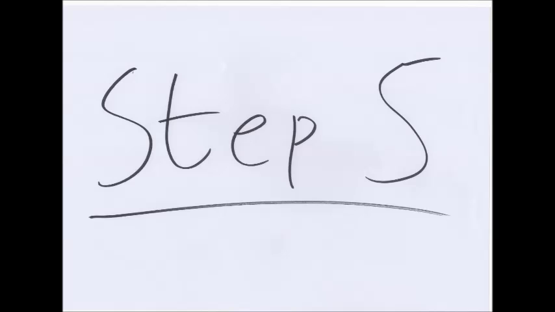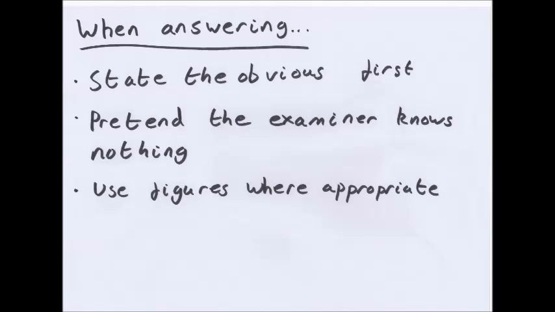Step 5. When answering, state the obvious first. It's surprising how many marks you can get for saying the obvious. So, I mean, this is a GCSE paper I've seen. I know it's not quite A-level, but the same principle. It was a question about why do carnivores have eyes on the front of their head? Well, you got 1 mark saying carnivores eat meat.